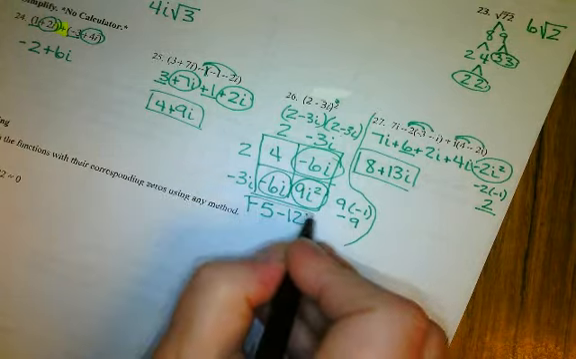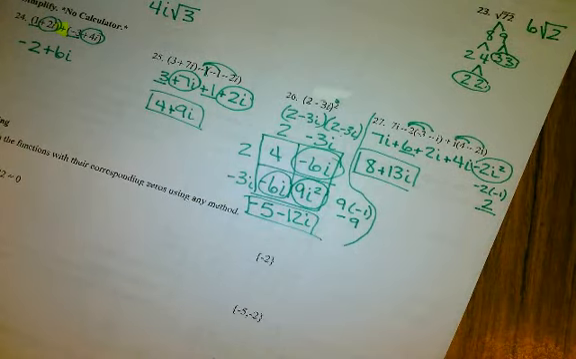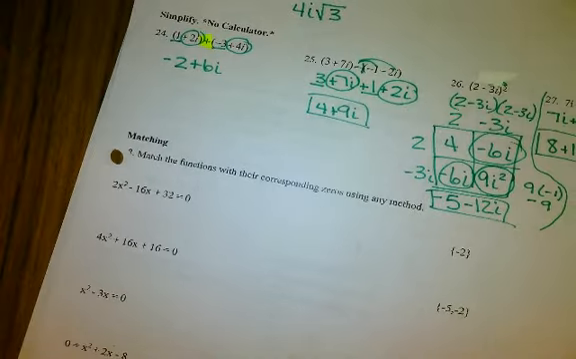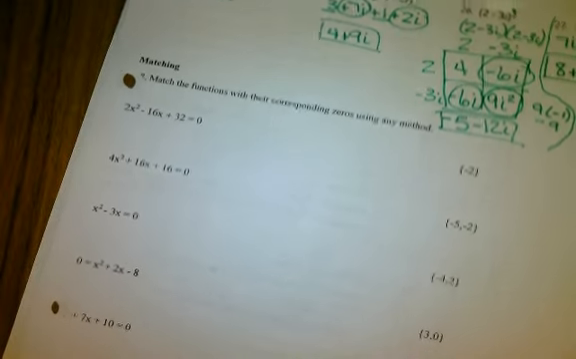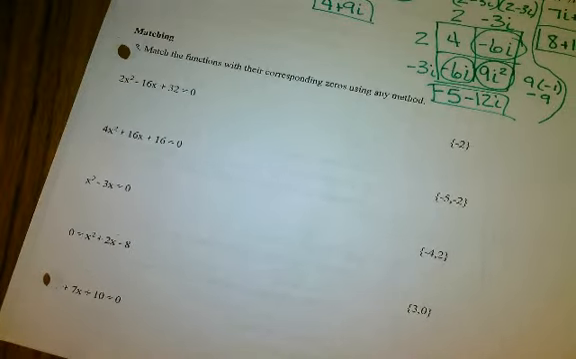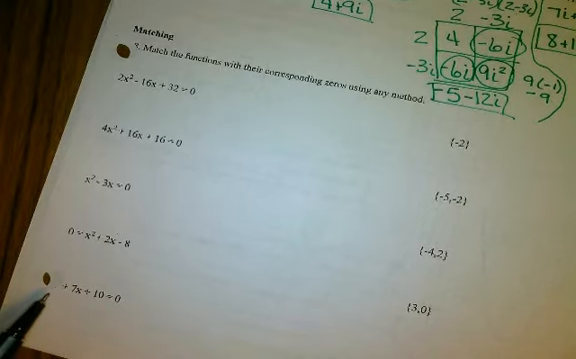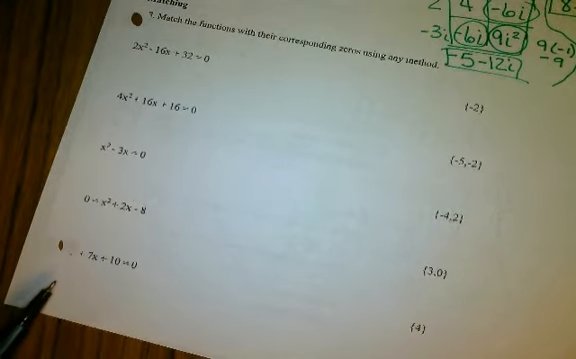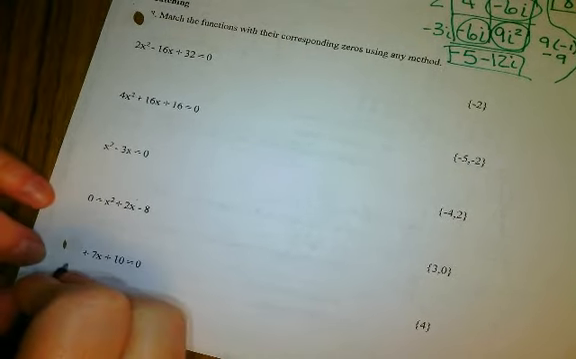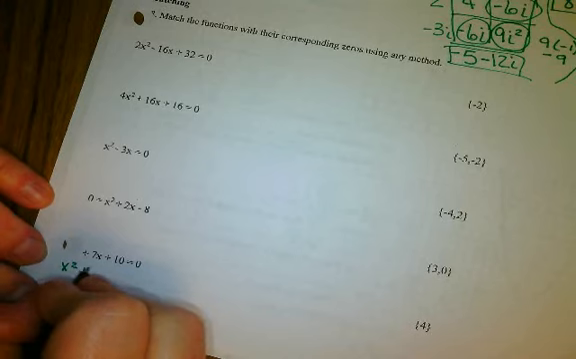And that's my answer. Okay, on this one right here, we're just matching. I'm going to use factoring on these, just so y'all can see the box a little bit more. I'm not sure what that's supposed to be. I'm guessing it's probably an x squared. I'm going to go with an x squared.